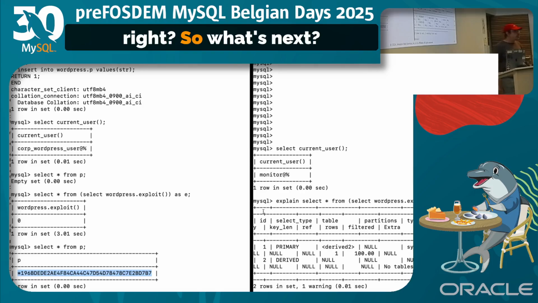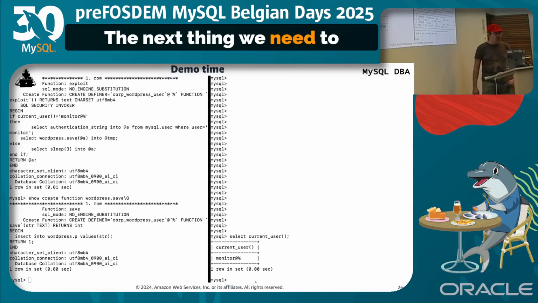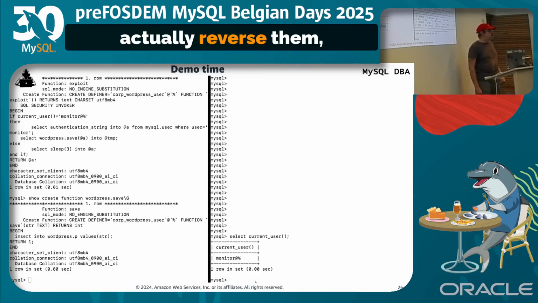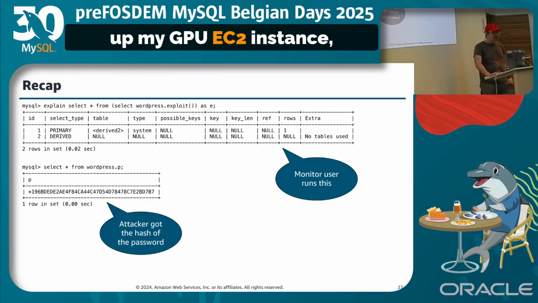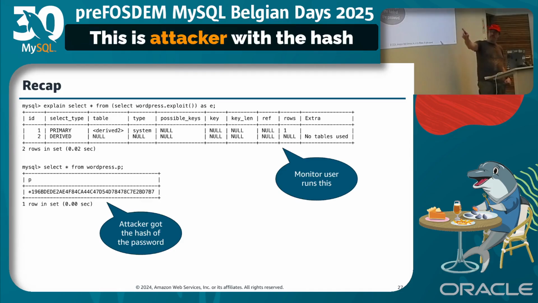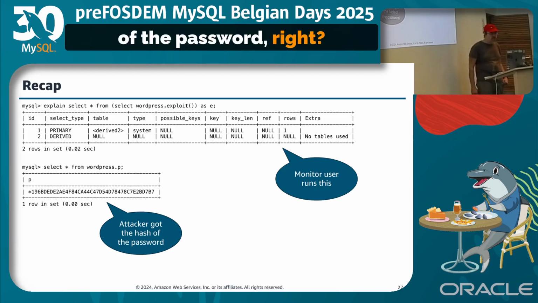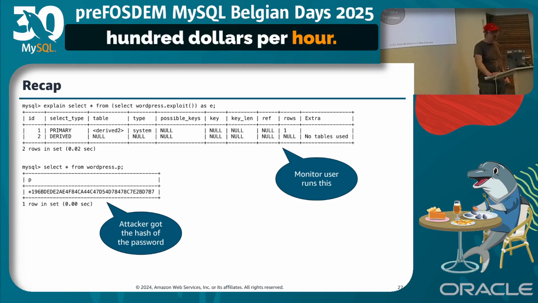Right? So what's next? The next thing, we need to actually reverse it. We need to get the actual password. So what I did is I spun up my GPU EC2 instance. This is the attacker who got the hash of the password, right? And then I spin up my GPU instance that may cost me $100 per hour.